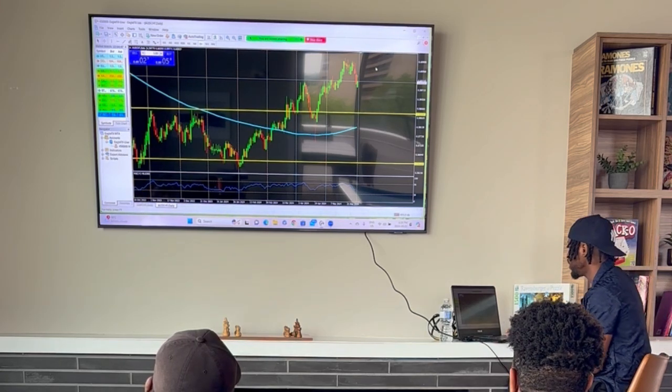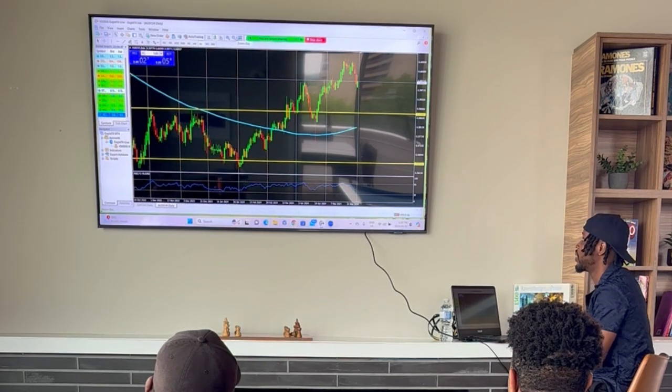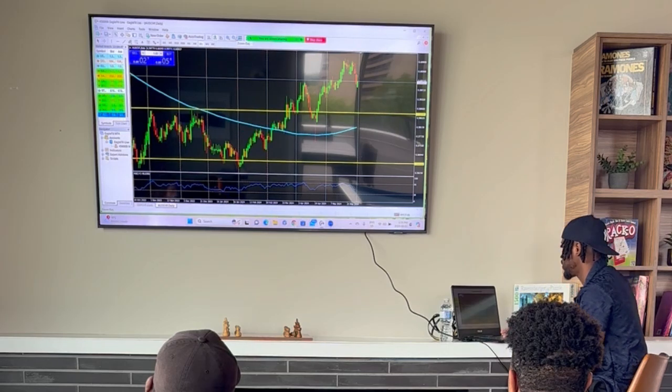So that's the first thing you got to do in the daily time frame. The minute you know the market is bullish, guys, you pretty much got to wait for the market to give you the next higher low for you to get in, right? That's all there is to it.